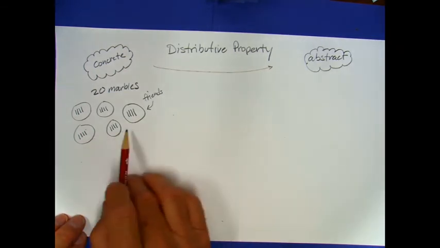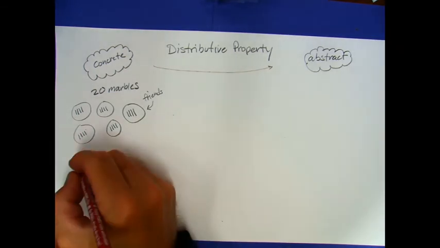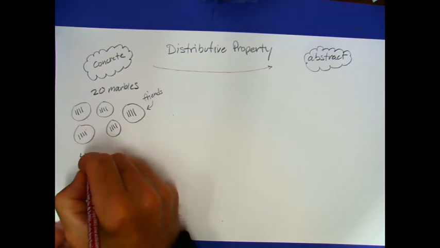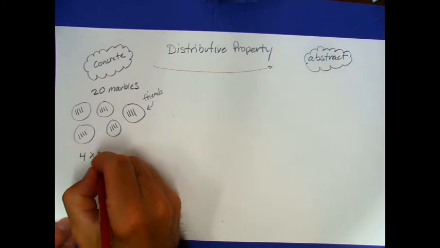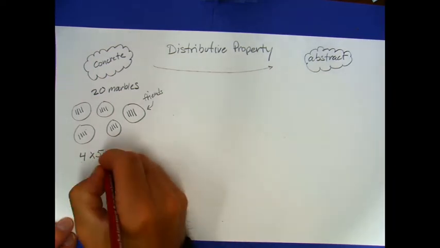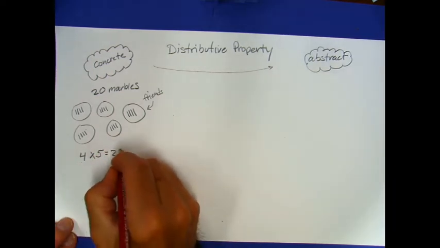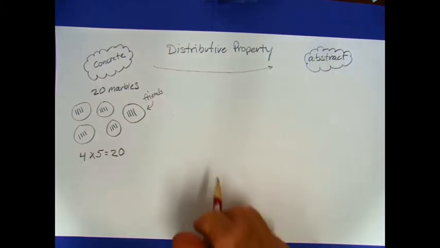If we were to write this as an equation, it would be 4, how many each one got, times 5. And you can see that equals 20 as well.